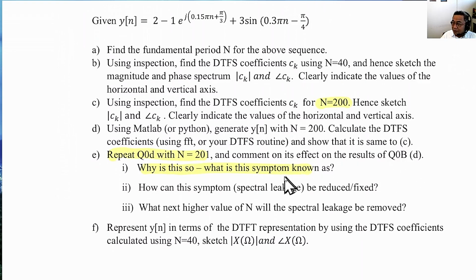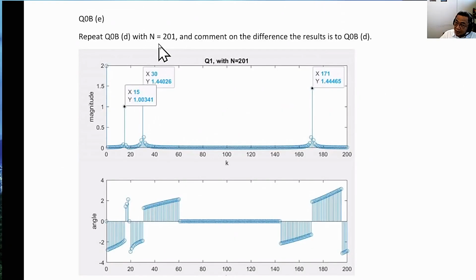Alright, now let's visualize the answer when we use n equals 201. Let's compare the answer when n equals 201. So basically we are dividing 2 pi by 201 for omega naught. And in this particular case, 0.15 pi as well as 0.3 pi would not land exactly at any integer value of k omega naught. So it will land very close, but it will not land exactly.